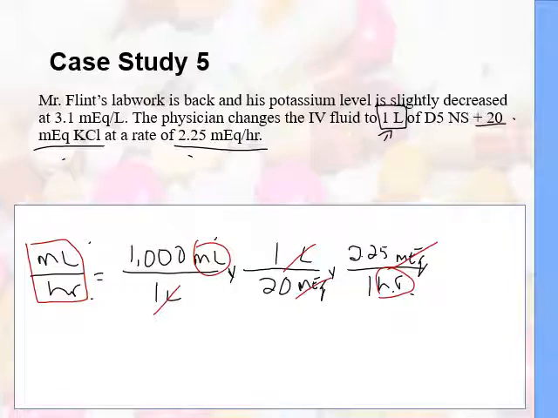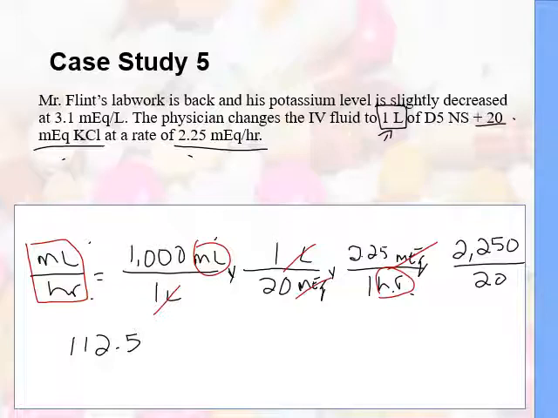1,000 times 2.25 is 2,250. 1 times 20 times 1 is 20. 2,250 divided by 20 is 112.5. When you are using a pump, unless I tell you otherwise, you need to round to a whole number.